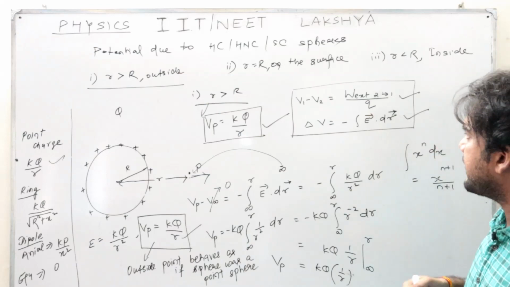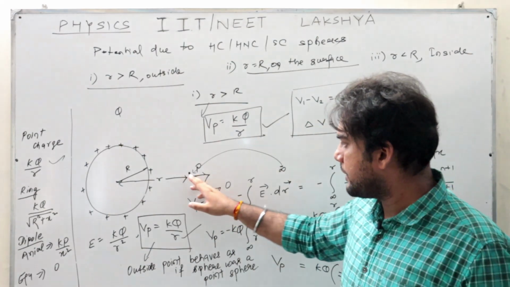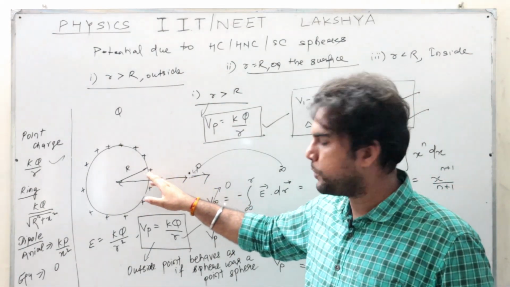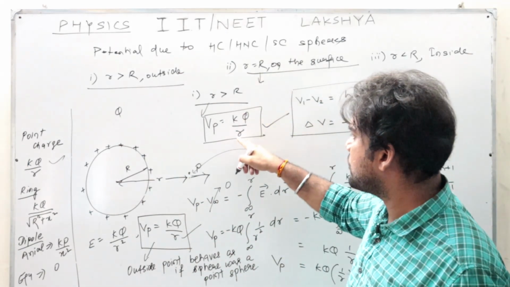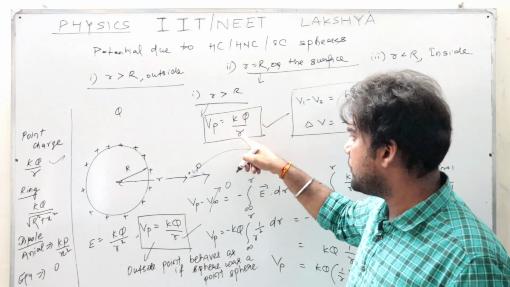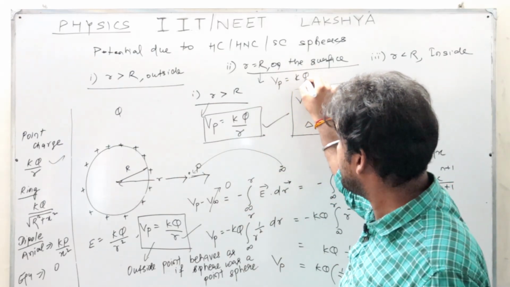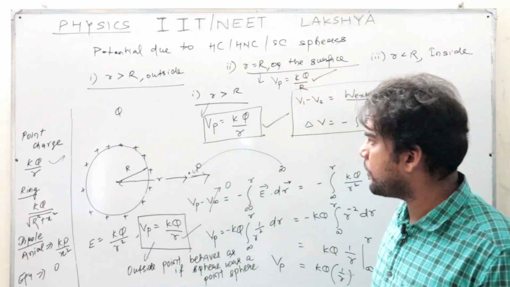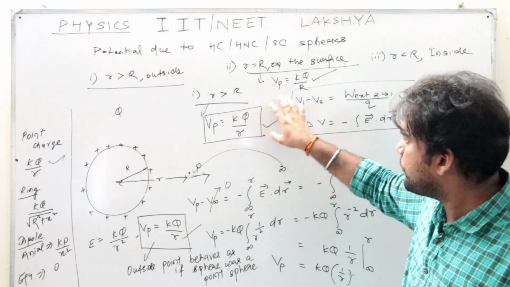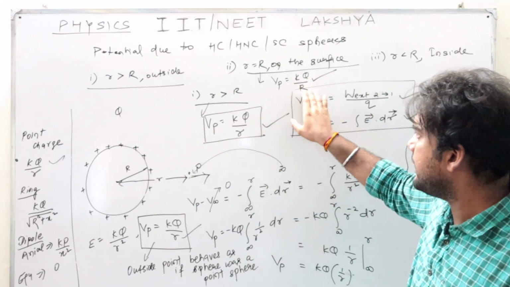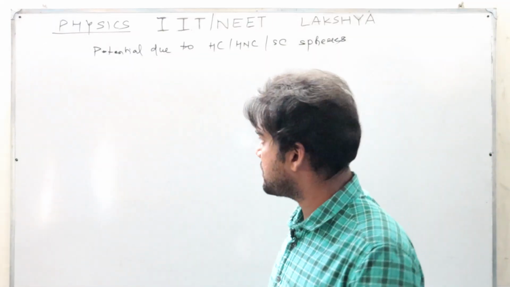Next case I can discuss here itself. Next case is what? Small r is equal to capital R. It means that the point P will lie on the surface of the sphere. So here itself I can say, if I replace the small r by capital R, then I get Vp is equal to kq by capital R. This is the formula for the surface. So the formula for outside is kq by small r, and the formula of potential at the surface is kq by capital R. I hope it is clear to you. Note it down. Let us continue to the next case.